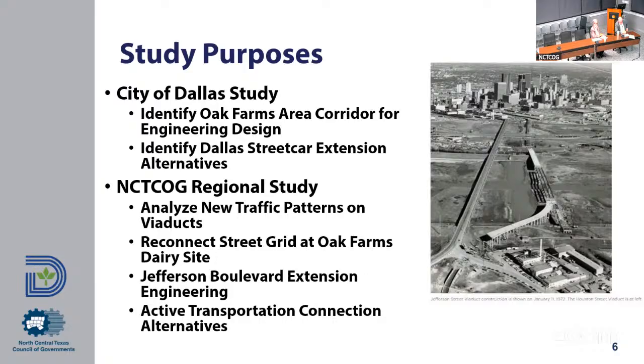We want the city to take the lead in the streetcar, so you'll see a final recommendation there. We wanted to computer simulate all the new traffic patterns on the change in the viaducts. We wanted to create a new street grid in Oak Farms that minimized impact to Greenbrier. You'll see us do a little more conceptual engineering on the Jefferson interface with Jefferson Boulevard to make sure we right-size that particular project. You'll see the recommendation in a moment. And then we had all the regional bicycle and pedestrian connections to the regional VeloWeb because of the proximity to the Trinity River.